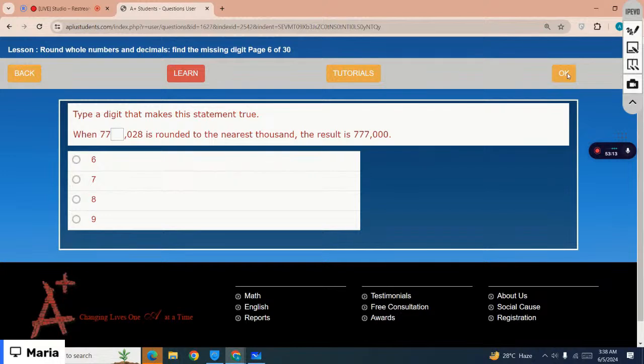Type a digit that makes the statement true. When 77,028 is rounded to the nearest thousand, the result is 777,000. So which is the correct option? The missing number is, yes, 7 it is. The correct option is 7.